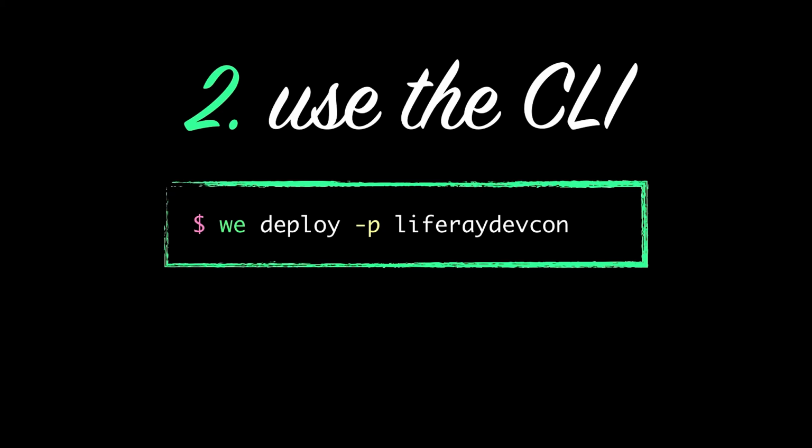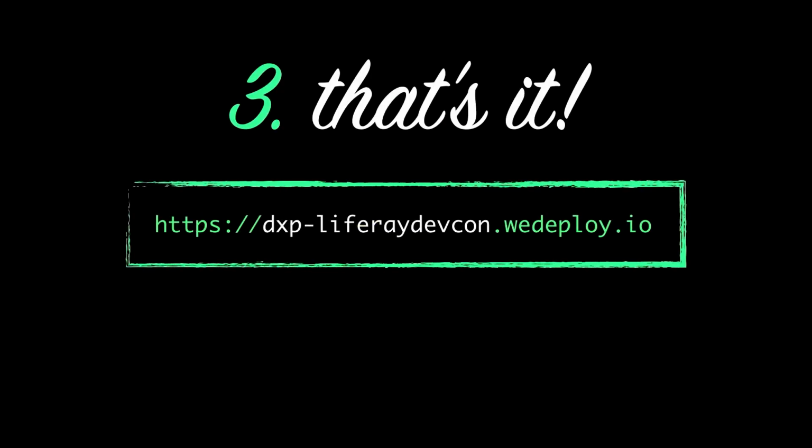You type WeDeploy, and then you choose the name of your project, or you don't choose, and we give you a random one, and then you run this command. And that's it. We give you a URL. The way this URL is formatted is name of your service dash name of your project dot WeDeploy.io. And you can share that URL with your friends.